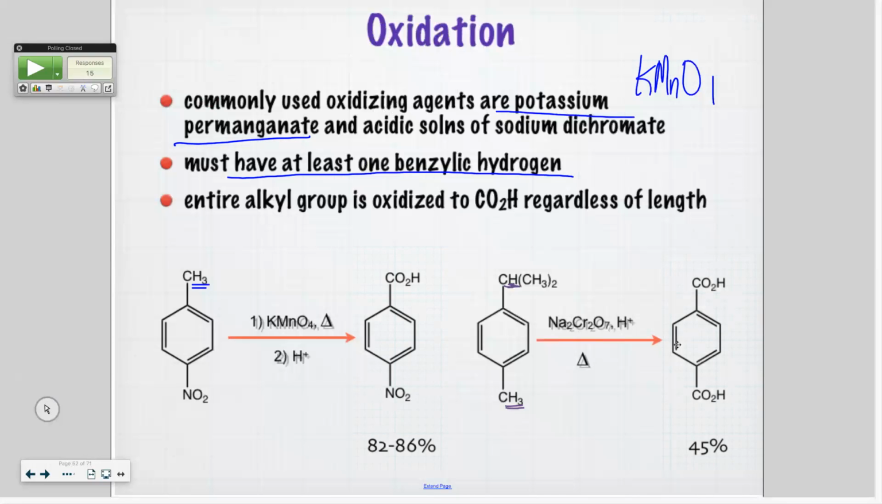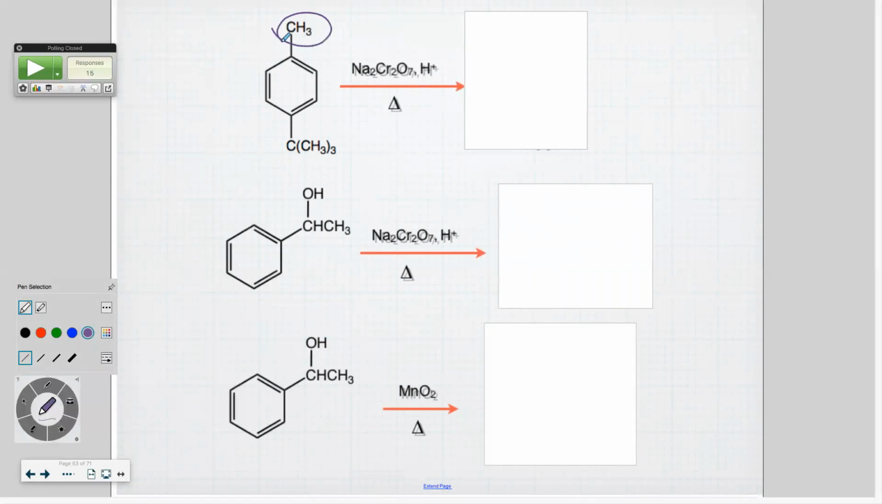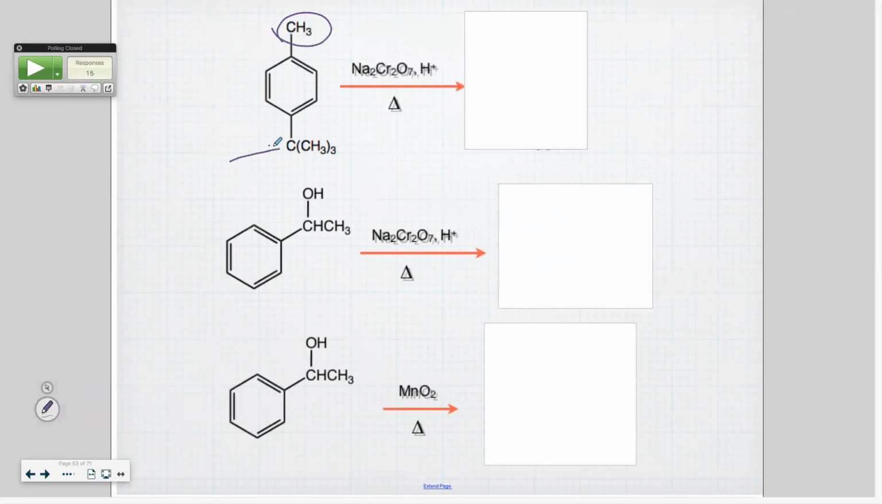Okay. What if I had a t-butyl group on? How many benzylic hydrogens are on a t-butyl group? None. So it does not get touched. Okay. So look at this one. Do you have this page? All right, what's going to happen up here? I'm going to get a CO2H, but what's going to happen down here? Nothing, honey.